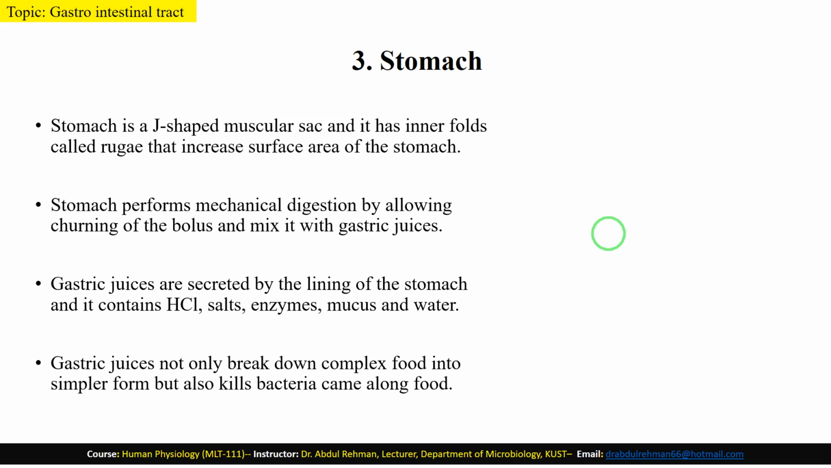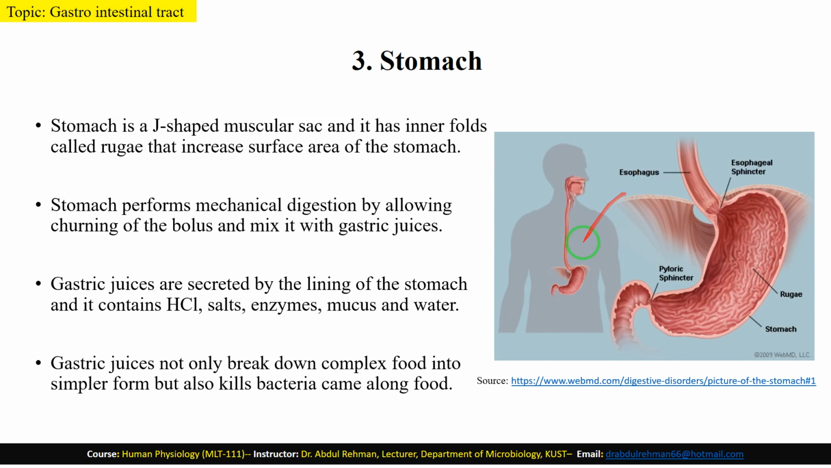These gastric juices are strong enough to kill bacteria that come along with the food. Here you can see the stomach. There is a structure, the rugae, that increases the surface area of the stomach.